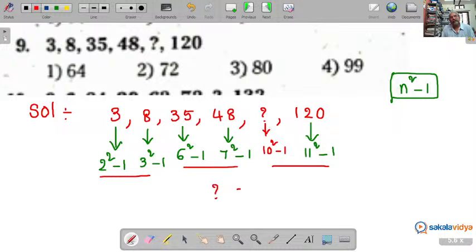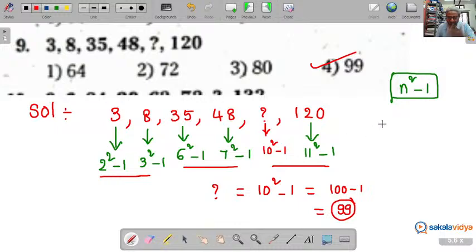So the question mark is equal to 10 square minus 1. What is the value of 10 square? Yes, you are correct. That is 100. So 100 minus 1 is 99. So our answer is 99. So missing number is 99. But actually the total pattern is not n square minus 1. Each number has in this form n square minus 1.